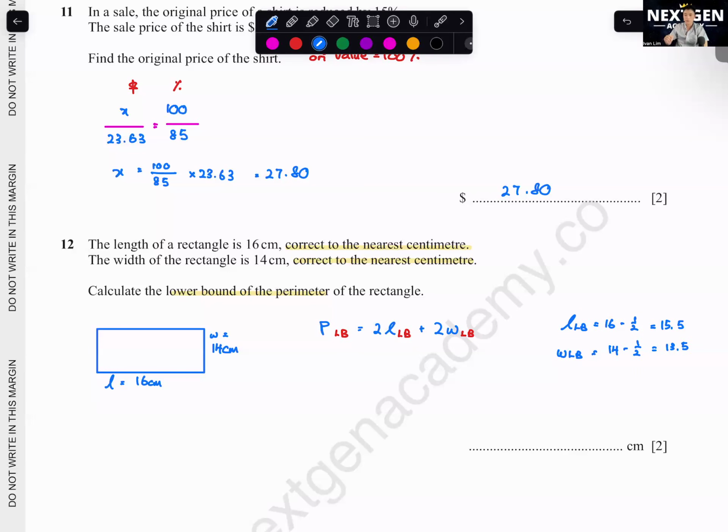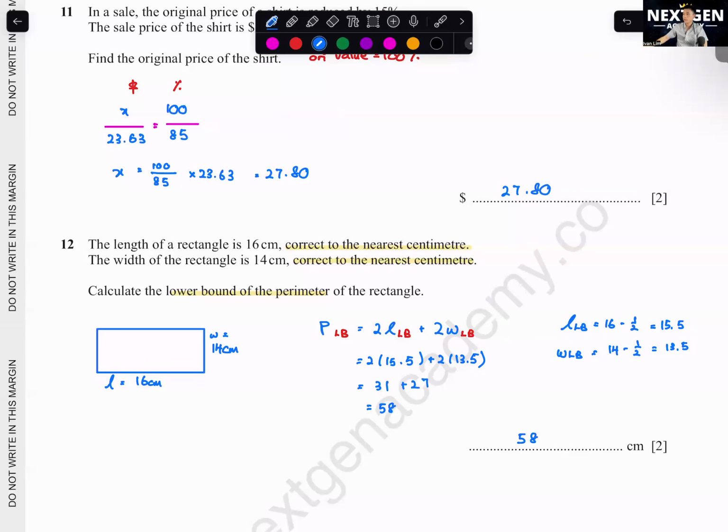Also double check on the units. Sometimes they may give you one is cm, one is meter. Just go and double check it. Put into the formula: 15.5 plus 2 times 13.5. This one will get 31 plus 27, 58. Okay, 58 cm.